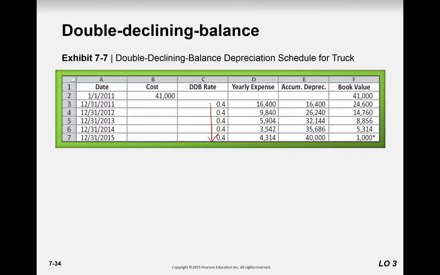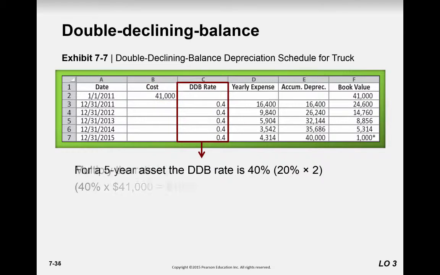The thing you've got to be careful of is that you want to make sure this is $1,000. The biggest mistake that students make with double declining balance is that they don't make sure they don't depreciate it greater than the asset cost. So remember, you can't depreciate it past $41,000 and you can't go below $1,000, which is our salvage value. So this is our rate for each one.